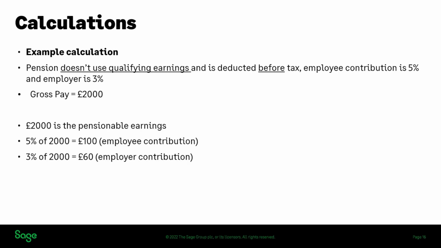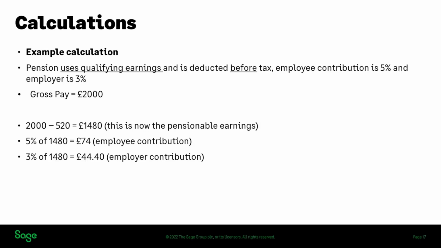This employee is being paid £2,000. Because it doesn't use qualifying earnings, the entire £2,000 is the pensionable earnings. Then all you need to do is take 5% of the 2,000 for the employee contribution and 3% for the employer contribution, which gives you £100 and £60 respectively. So that is the basic one, when it's not using qualifying earnings and it's deducted before tax. Nice and easy. Take the gross pay and get your percentages that way.